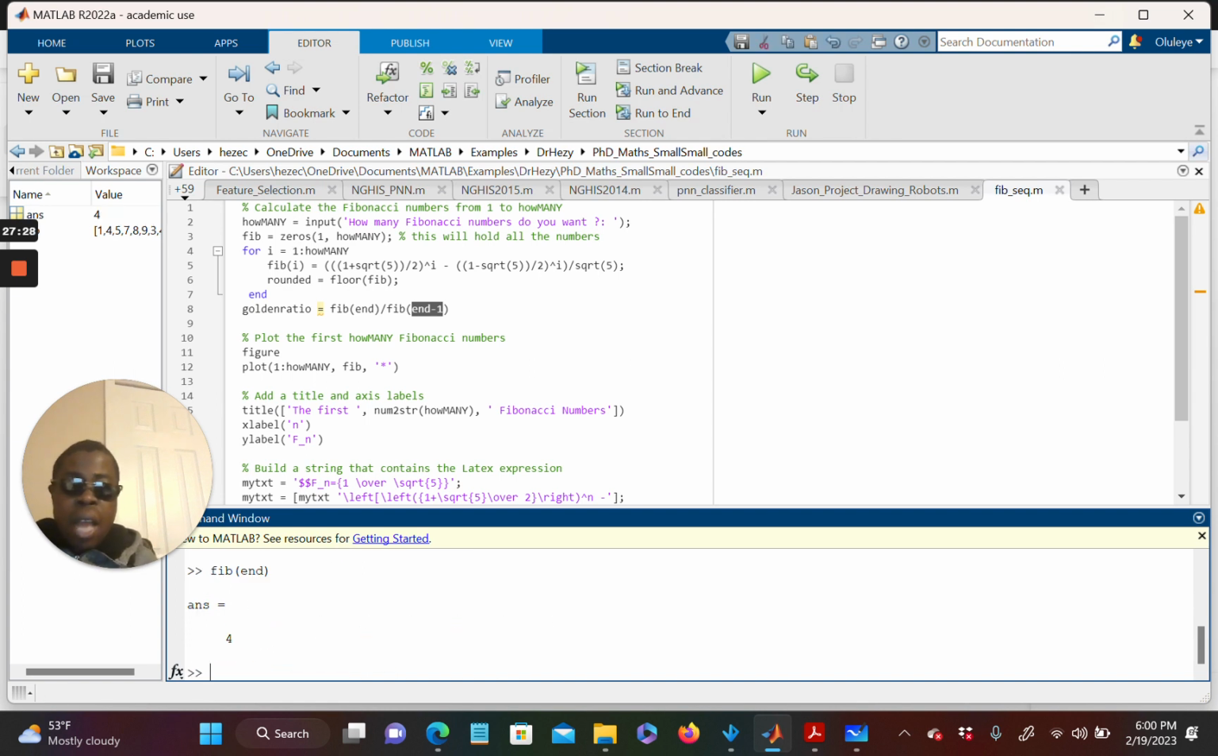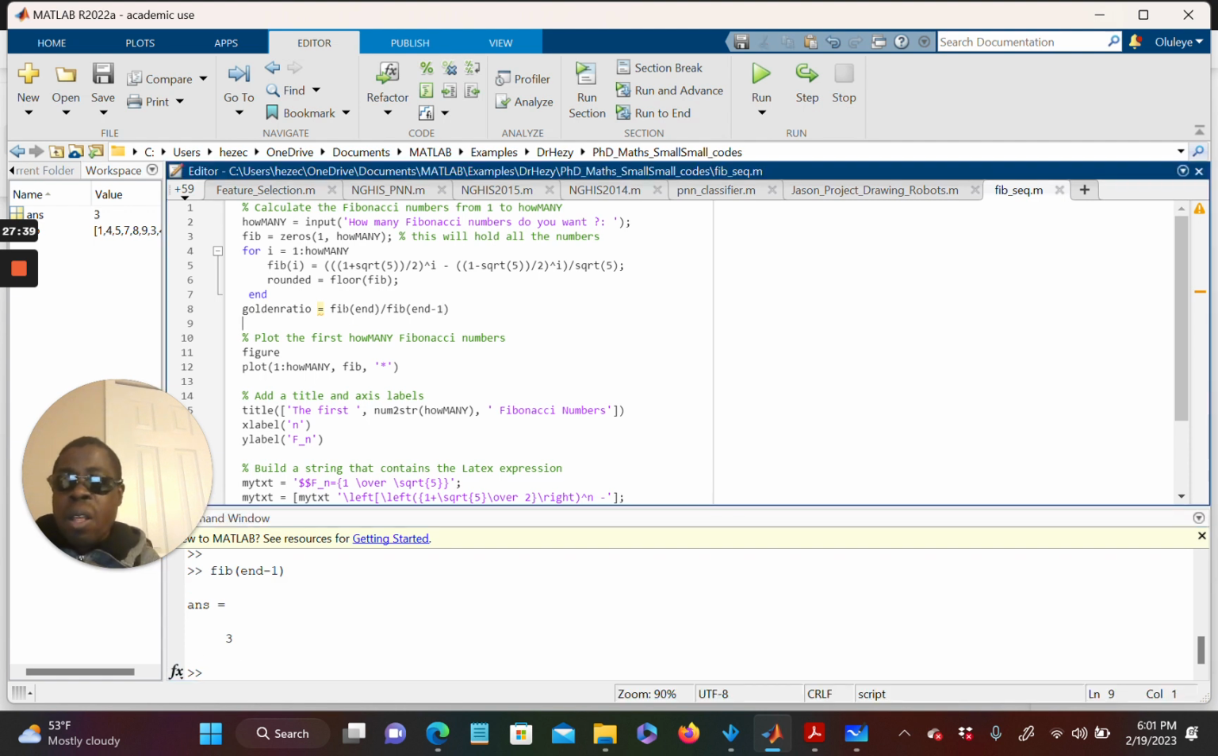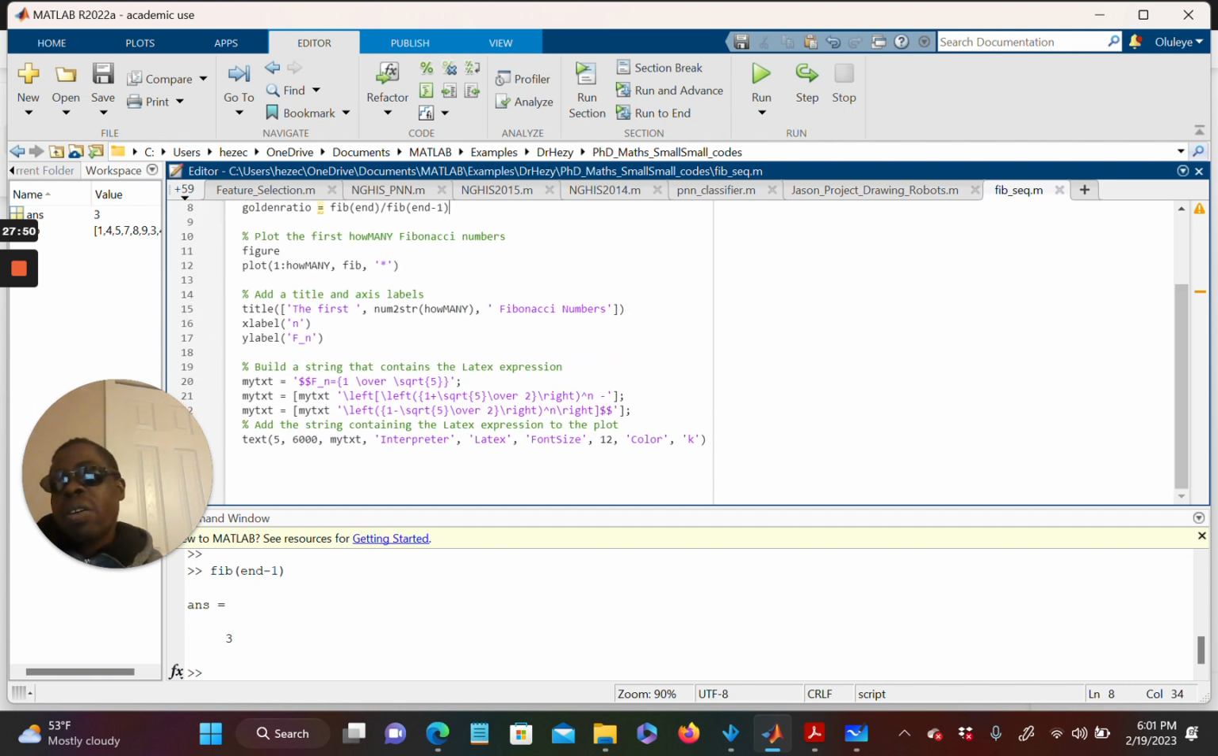See that? That is awesome. And if I say fib of n minus 1, that will give me 3. See that? That is exactly what I did here: the ratio of the next over previous. Then I want to plot everything right here. And this is LaTeX code to type in the formula and put the formula onto the graph. This is how you do that in your MATLAB.